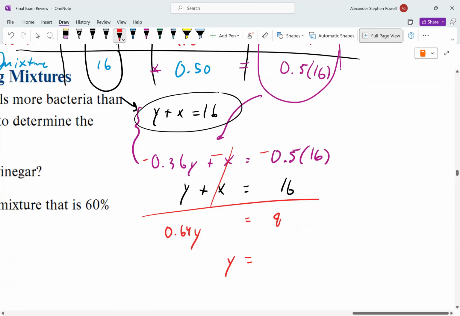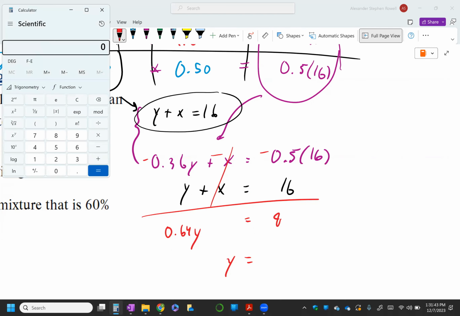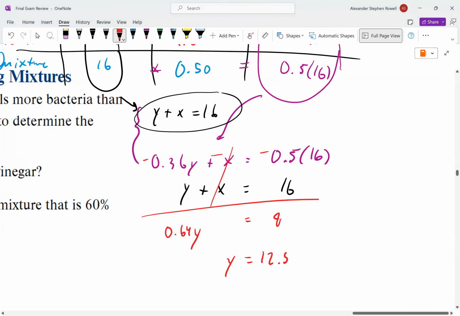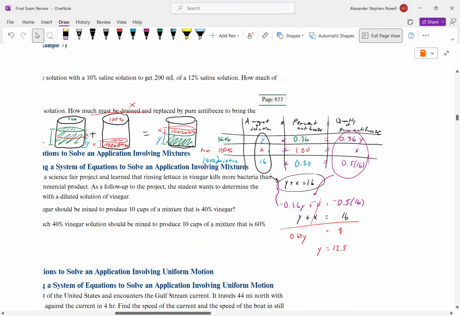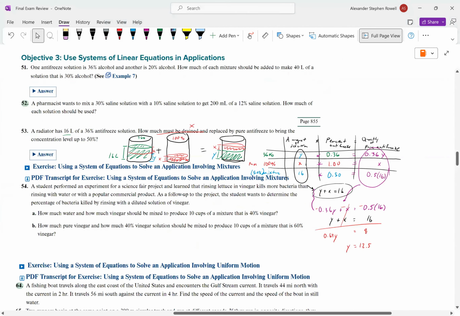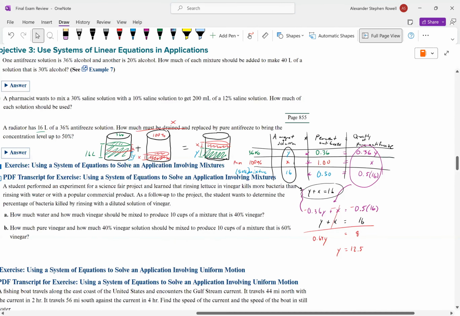What's 8 divided by 0.64? What's that? It's 12.5? Okay. I'm going to double check. Not that I don't believe you. All right. So that means, well, what's the question asking for? How much must be drained and replaced? Okay, I found y, but it's really asking for x, the amount that should be drained and replaced.